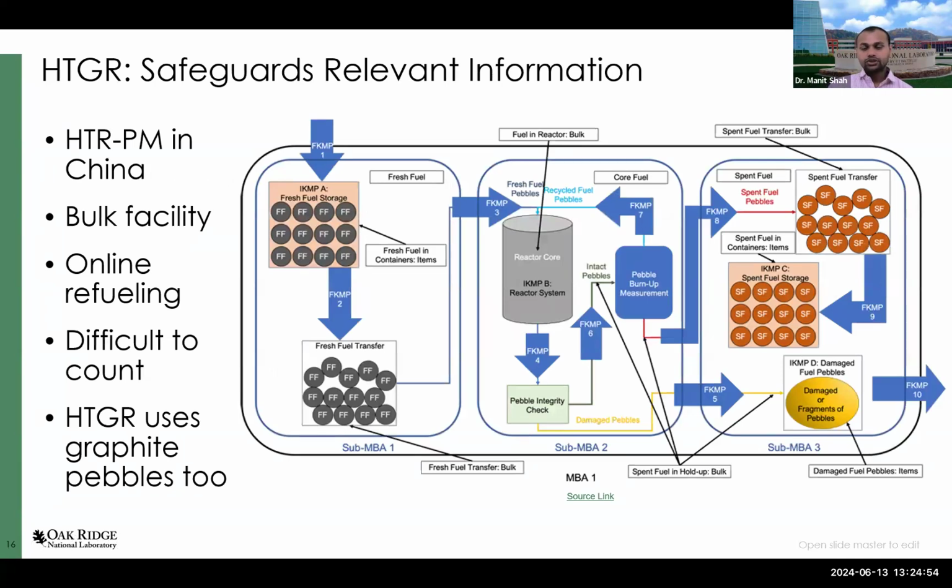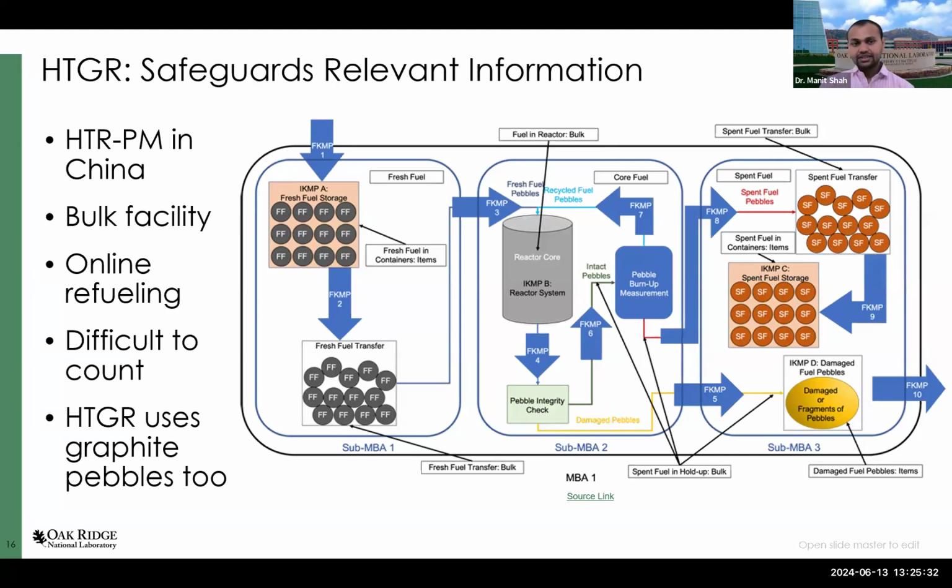Regarding HTGRs, presently the IAEA has employed safeguards instruments at the HTR-PM reactor in China, which is a pebble bed reactor using about 450,000 pebbles at a time. While they have been applied, considering China has a voluntary offer agreement, these instruments are essentially for testing purposes, so not really imposed for safeguards purposes.